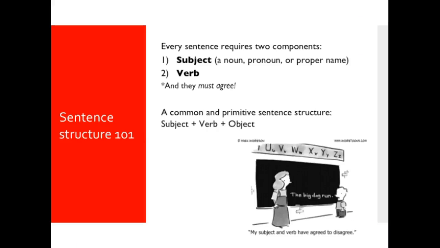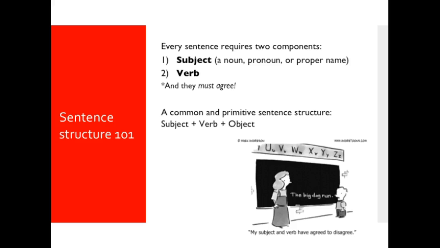So the most basic sentence structure must consist of both a subject, which can be a noun like a person or an object, a pronoun such as he or she, or a proper name such as your own name, for example, or Dr. Smith. And a verb, so that subject needs to be doing something. The subject and the verb must agree, both in tense and in terms of being singular and plural. And we'll talk about that more in the next module on verbs.